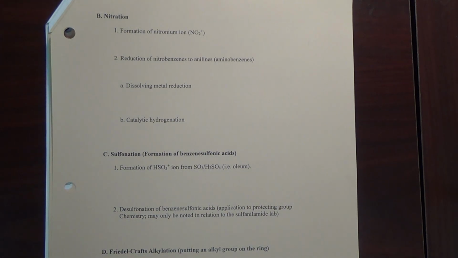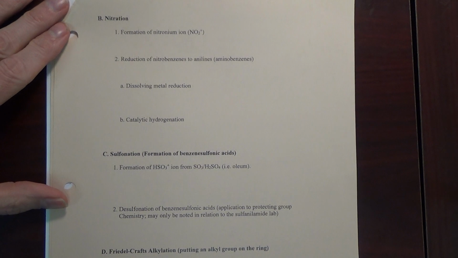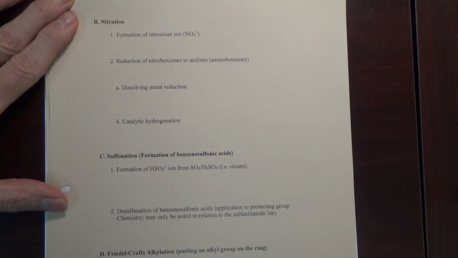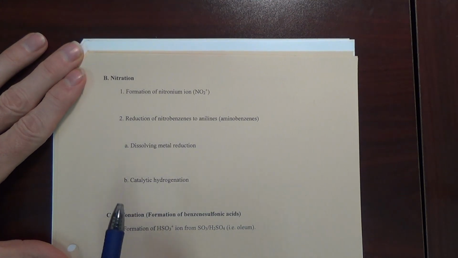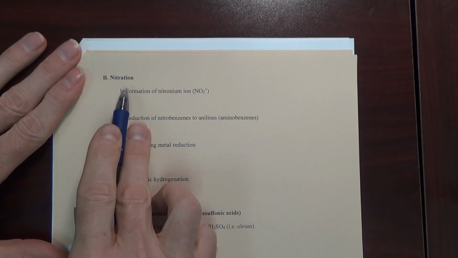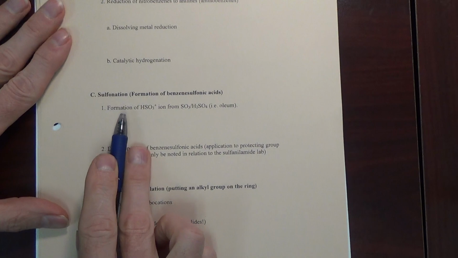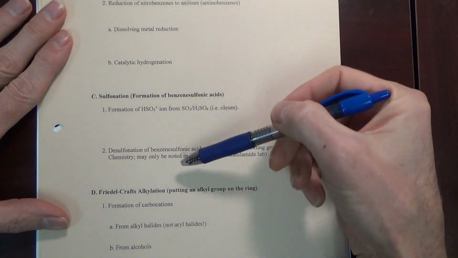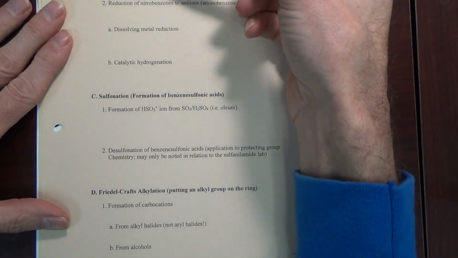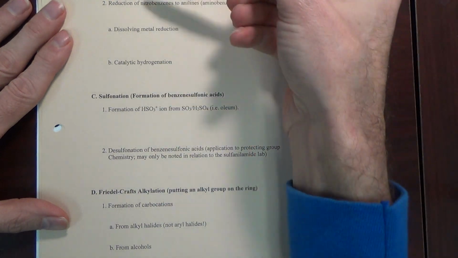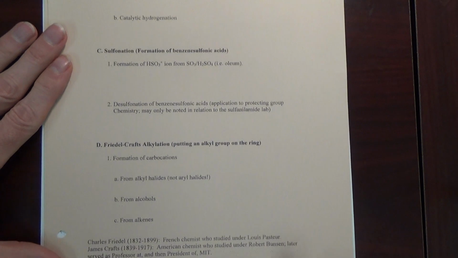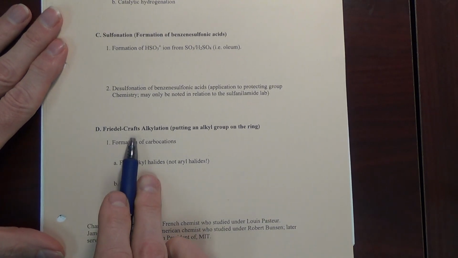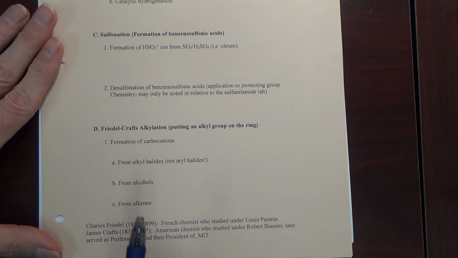Hi guys, let's continue our look at reactions of aromatics, focusing on benzene here. In the previous video we looked at halogenation, nitration, sulfonation, and this was our outline here that you can use to see the various topics we covered. And next on the list here is the Friedel-Crafts alkylation.